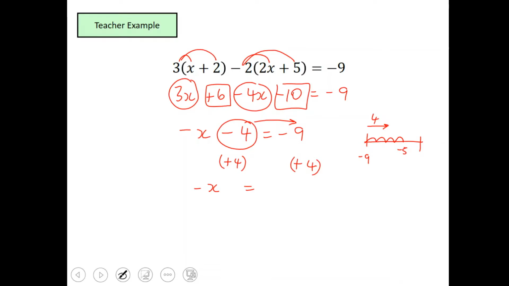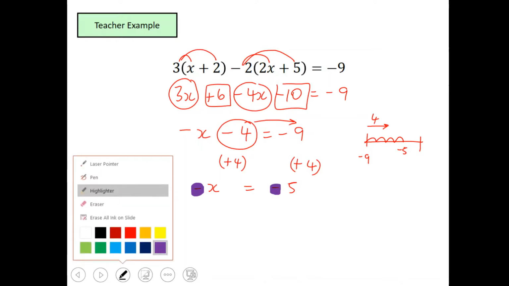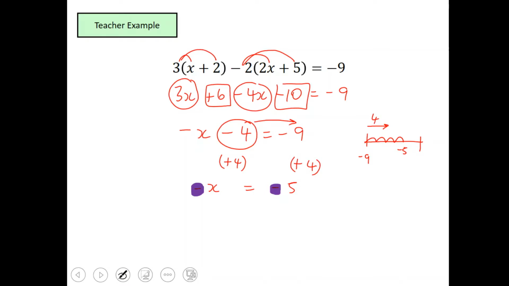So, -5. And then how do I get rid of a negative? This is the thing that students often struggle with, this last bit. I've got -x equals -5, so to get rid of the minus, I divide by -1. Again, whatever I do on that side, I need to do on the other side. So divide by -1, and that leaves you with x equals 5. And that is our final answer for this question. Okay?